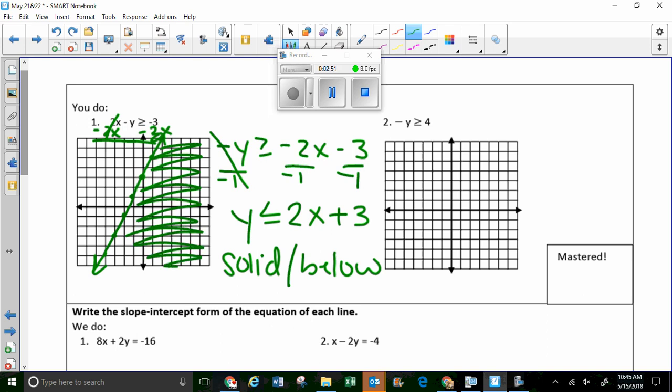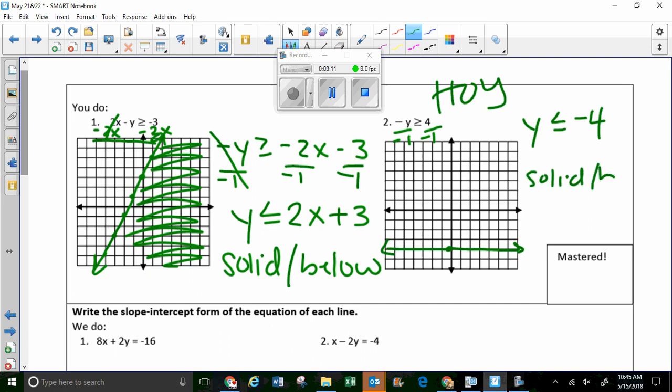Now number 2 is a special case. That's a horizontal line. But still, I do need to isolate y. So I'm going to divide by 1, which means I divide by -1, which means I flip the inequality symbol. And go ahead and start down at -4. Draw yourself that horizontal and solid line. And it's going to be shaded below.